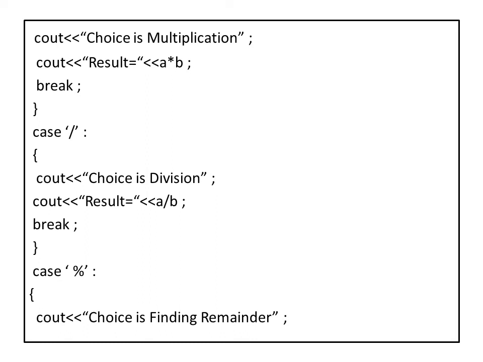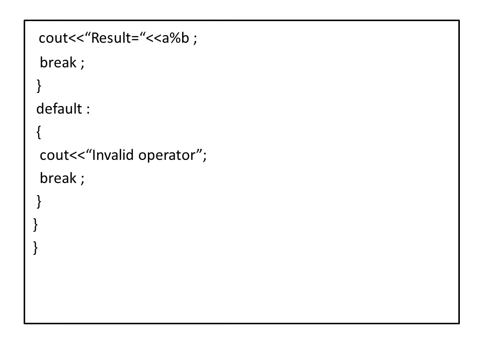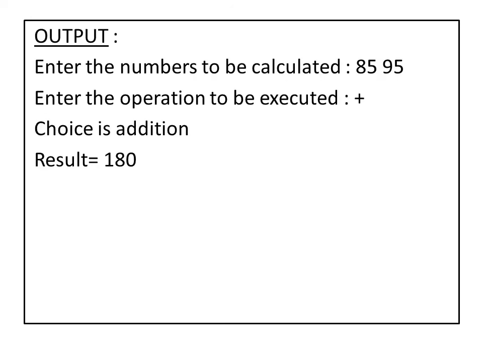We use the modulus operator to find the remainder of 2 operands. And if none of these cases are available, we'll go for the default statement that we have entered an invalid operator. And here the program ends, and this is the output here.